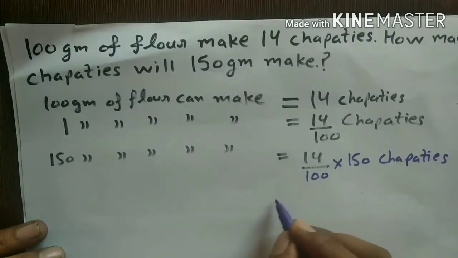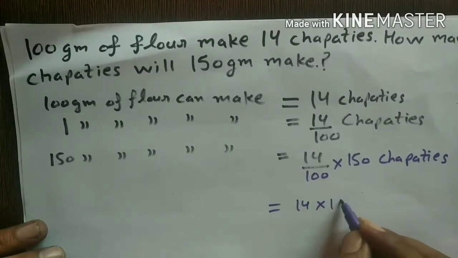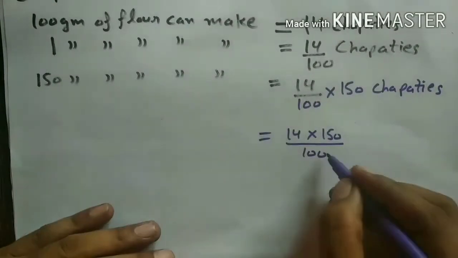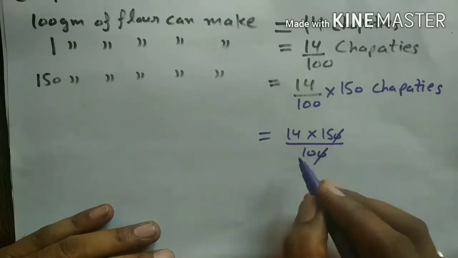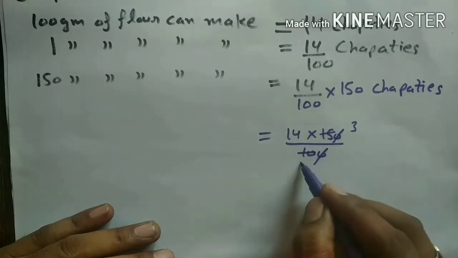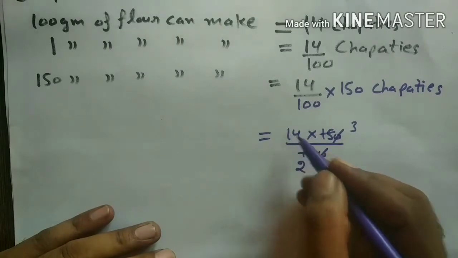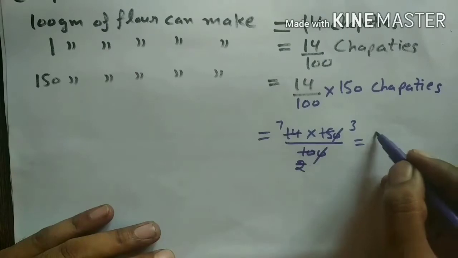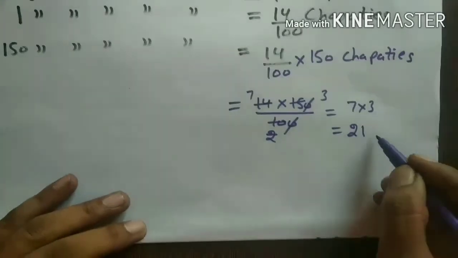Now we have to solve this. I will write it again, 150 over 100. Now 0 cancels with 0. Now 15 and 10 both are divisible by the table of 5. So 5 3s are 15, 5 2s are 10. Now 2 will exactly divide 14, so 7 is the answer. 7 multiply 3, that is 21 chapatis.